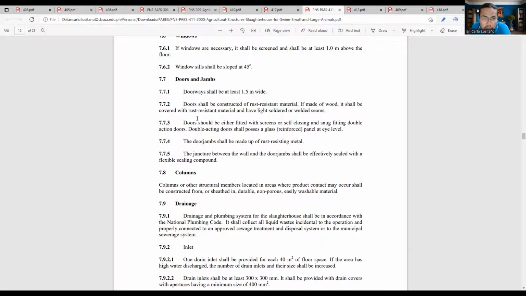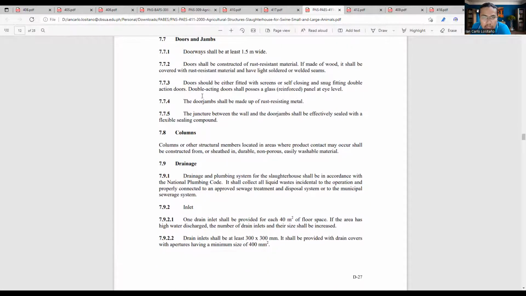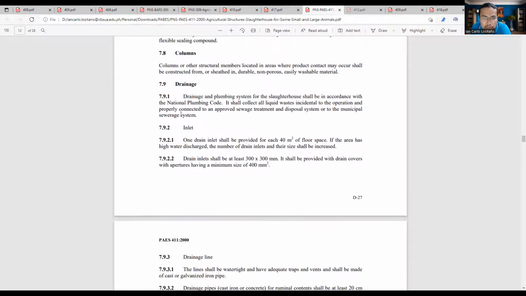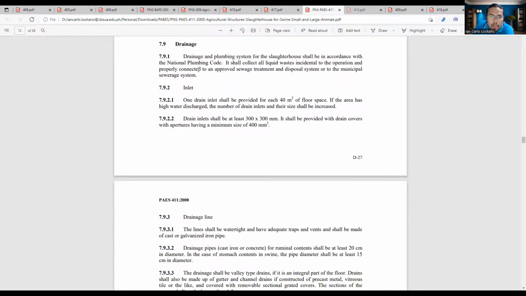If made of wood, shall be covered with the same rust-resistant material and have light solder or welded seams. Doors should either be fitted with screens, okay, just recommendatory. The door jamb shall be made up of rust-resisting material. Okay, the juncture between the wall and the door shall be effectively sealed with a flexible sealing compound. For the columns, okay, located in areas where product contact may occur, shall be constructed from or sheathed in durable, non-porous, easily washable material.